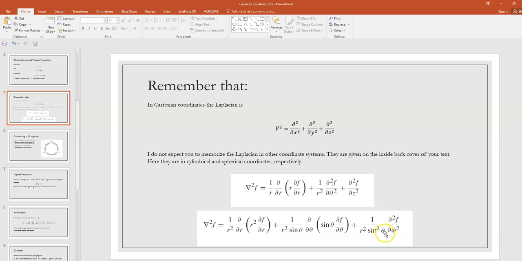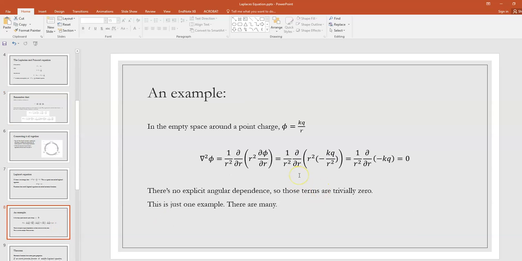This is the del squared operator we're dealing with, but this second term and this third term here require explicit dependence on the angular quantities theta and phi. And kq over r doesn't have any explicit theta or phi dependence, okay? So that means we just have to worry about that first term in our Laplacian. Okay, so the first term in the Laplacian is 1 over r squared, partial with respect to r of r squared times partial phi with respect to r, okay? So, let's go ahead and find out this value.